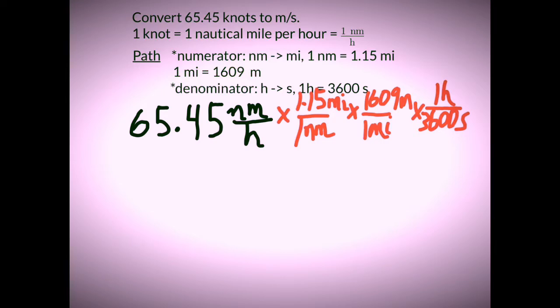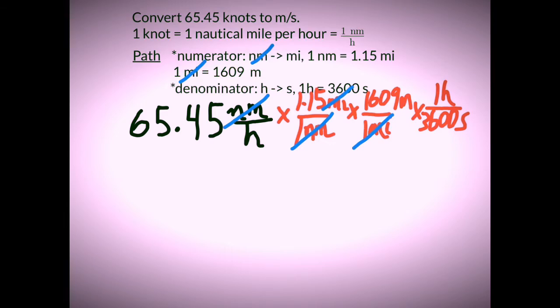First of all, we need to cancel nautical miles. Since the nautical miles are in the numerator, to cancel them in our unity fraction we put 1 nautical mile in the denominator and 1.15 miles in the numerator. Cancel the nautical miles. We need to cancel the miles. You see that the miles are in the numerator. Therefore, to cancel those, we need to put in our unity fraction 1 mile in the denominator and 1,609 meters in the numerator.